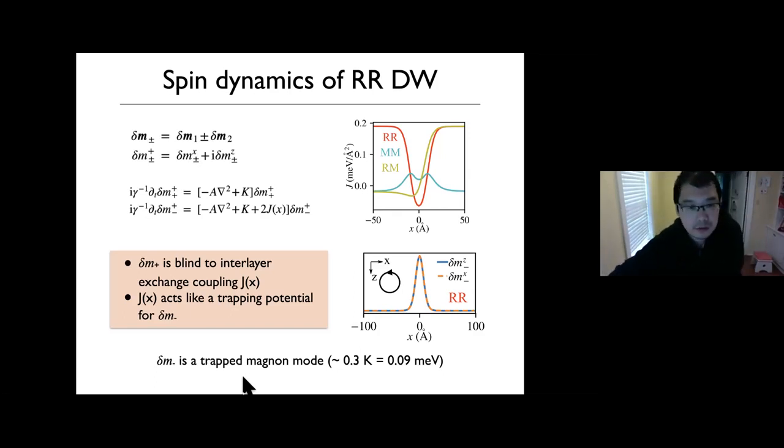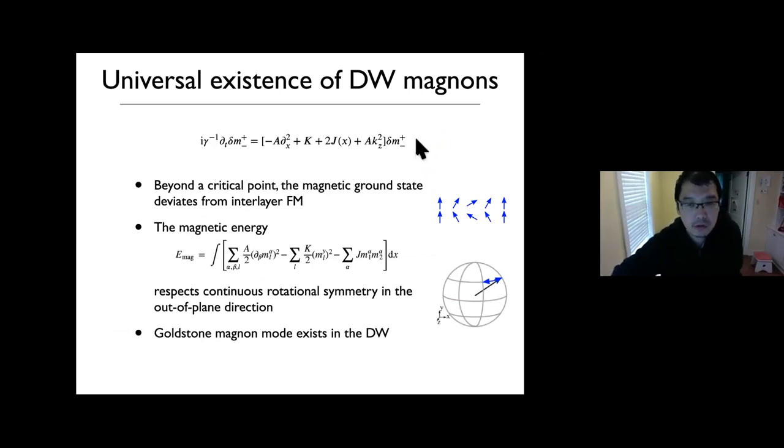Okay, so now look at this equation for the M minus mode again. If you continue to use this analogy of a 1D trapping potential, you can see that if J(x) is very strong inside the domain wall, then it could be possible that this magnon mode will become zero, or even have negative energy, which indicates that the uniform ground state will start breaking down, and the new ground state should deviate from the interlayer FM. Shown here is an actual calculation for some very strong interlayer J. You can see that there's clearly a spin texture.